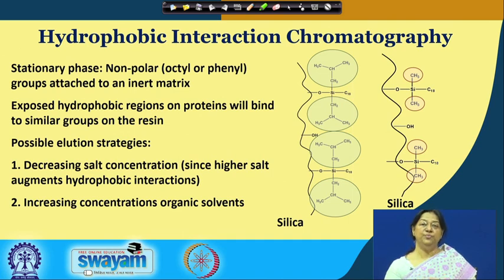So, we have a mixture of proteins. Those with higher hydrophobic content or higher hydrophobic capacity are going to get bound to our column. Once they bind to the column, they have to be released. How are they released? By reducing the hydrophobic interaction so that they come off the column.